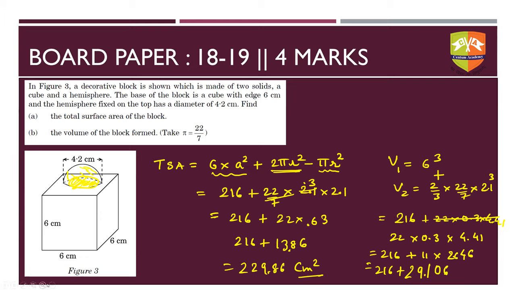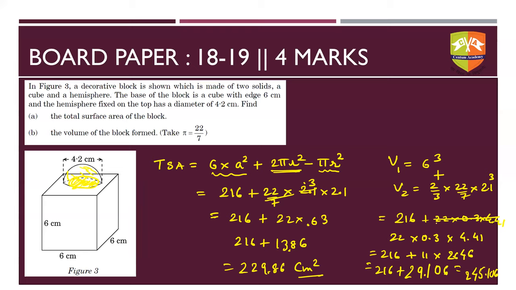So 29.106. Add this and done. So this is nothing but 0.106, and 9 plus 6 is 15. I'm getting something else. You're getting something else. I'm getting 245 point. Anyone got this one? Everyone is getting 235, is it? Volume, did I make a mistake then?